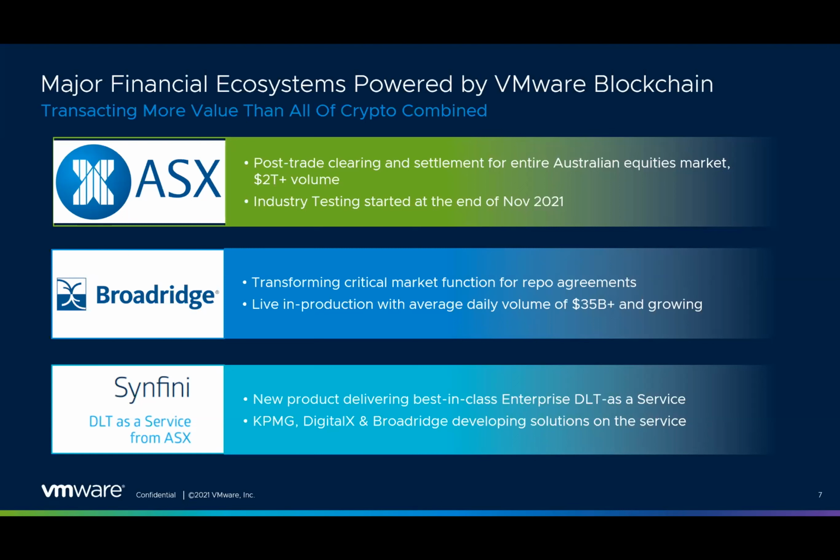Also, ASX Symphony's product, which is a DLT as a service platform, is production ready. This is powered by VMware Blockchain, and it's a new line of business driving new revenue streams for them. Let's now take a look at the VMware Blockchain Enterprise Ethereum approach and features.